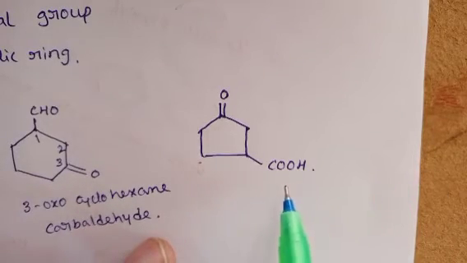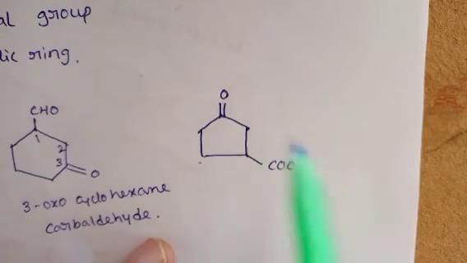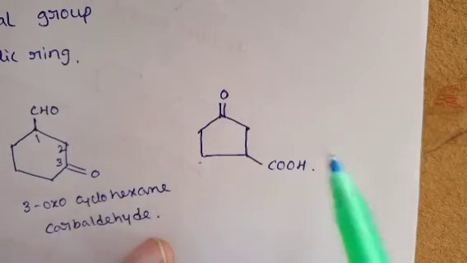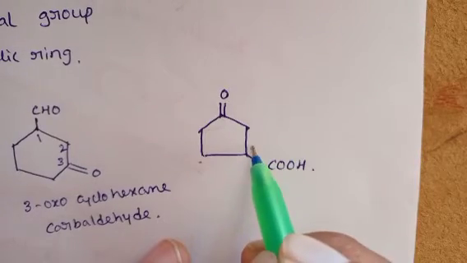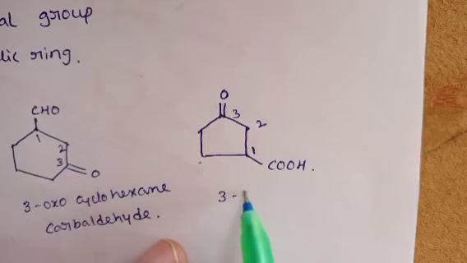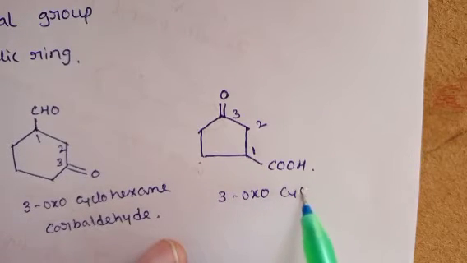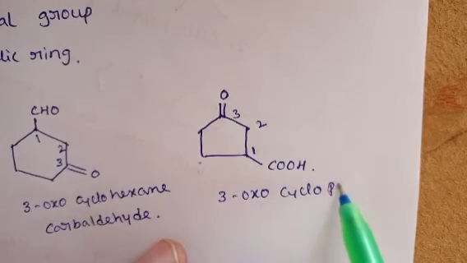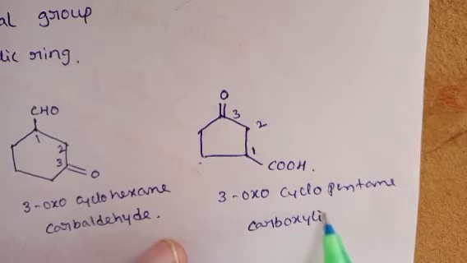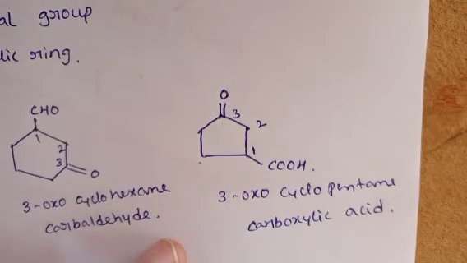Next one. This compound also contains two functional groups, COOH and C double bond O. But COOH is the main functional group. This one should act as a substituent. Give the numbering 1, 2, 3. So again 3-oxo cyclopentane, and COOH is carboxylic acid. Right, completed. Next one.